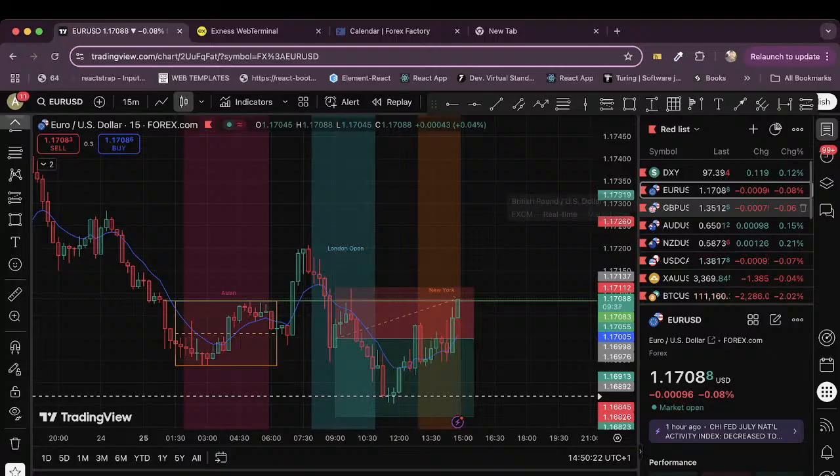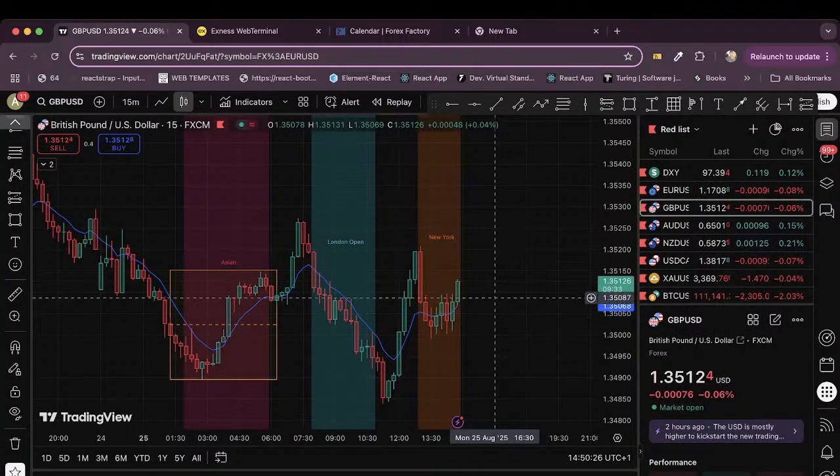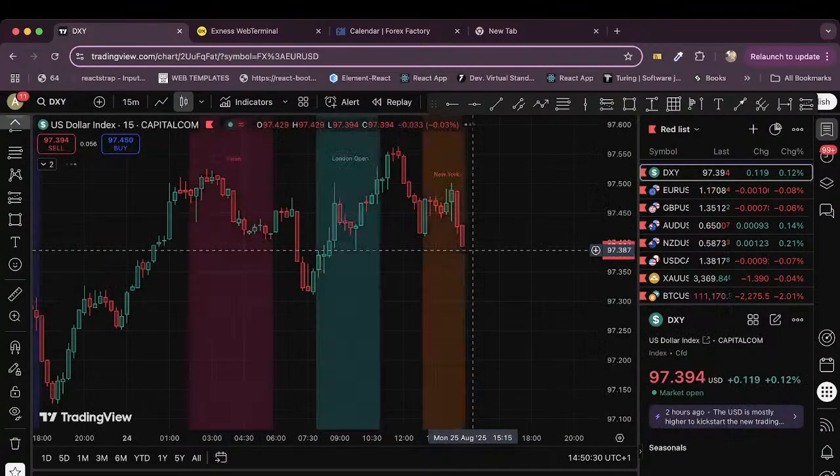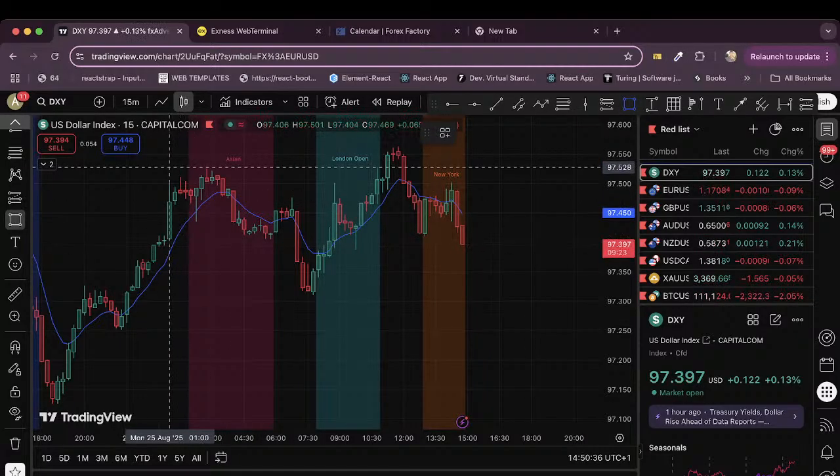On British pound, let's see what British pound is still doing. British pound is gradually buying up. So what's DXY doing? Let me see what DXY is doing. It's extremely important to see what DXY is doing.